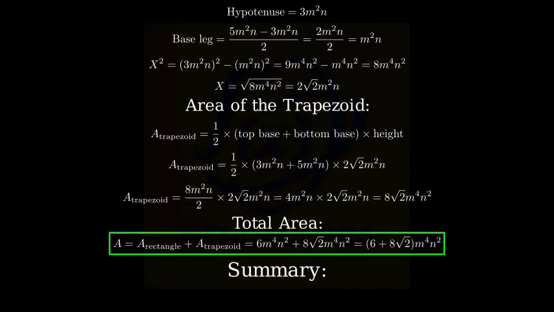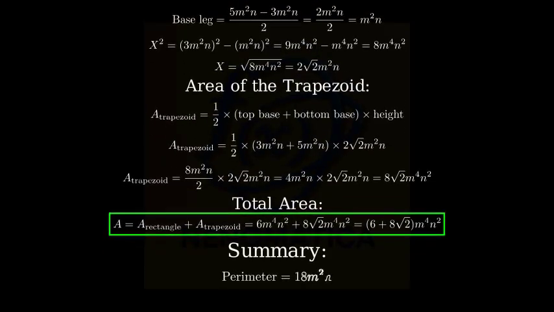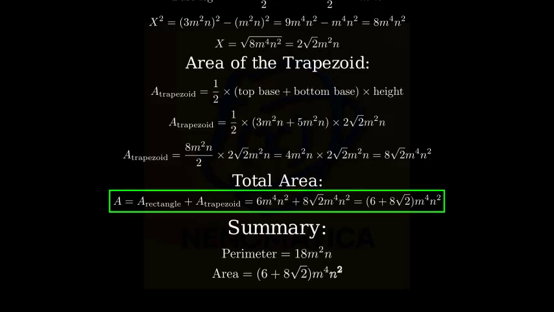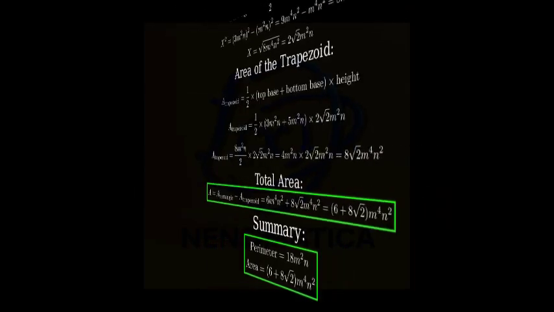Let's summarize our results. The perimeter of the figure is 18m squared n. The area of the figure is 6 plus 8 root 2 times m to the fourth power n squared.